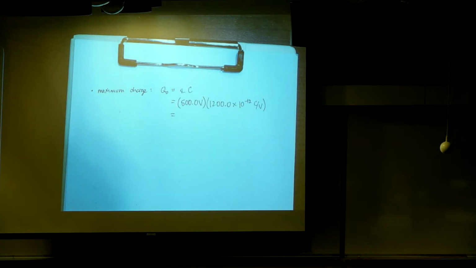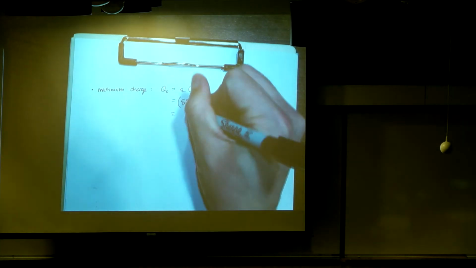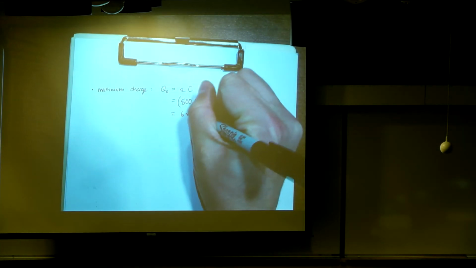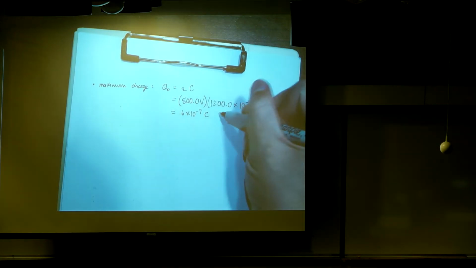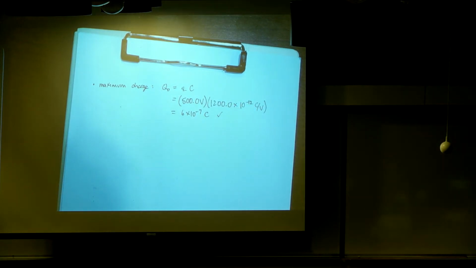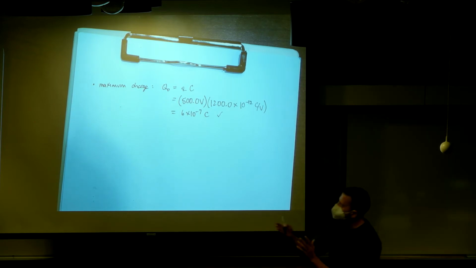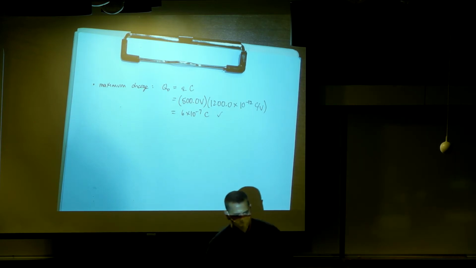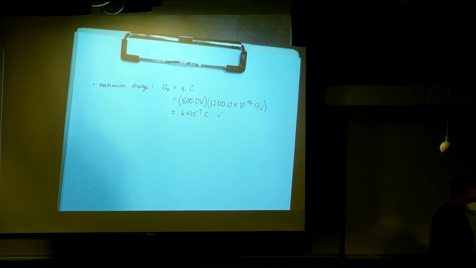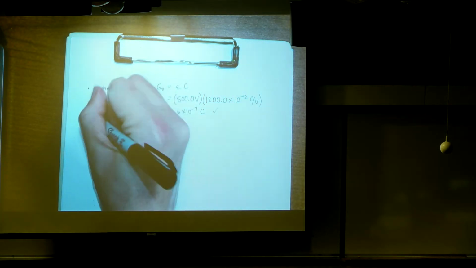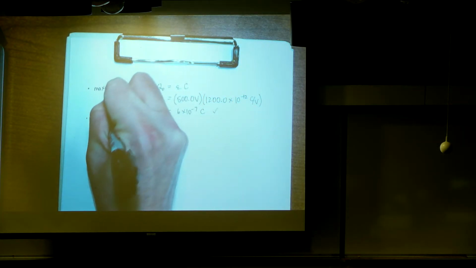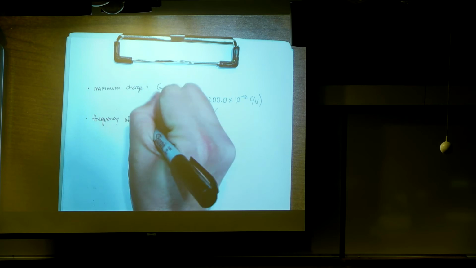Okay, so we work this out. It comes out to exactly 6 times 10 to the minus 7 coulombs. Okay? So that's how many coulombs of charge we end up with when we connect the capacitor to the battery. And that's going to be useful later. That's our Q naught value. Next, let's find the frequency of oscillation.